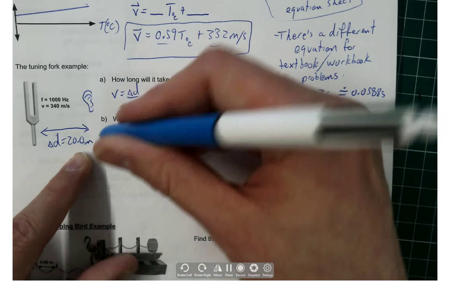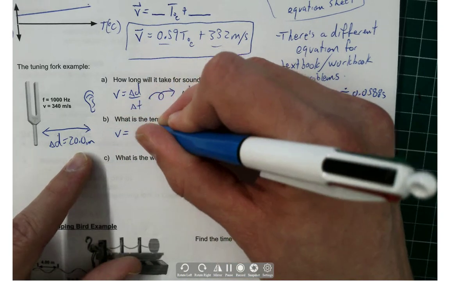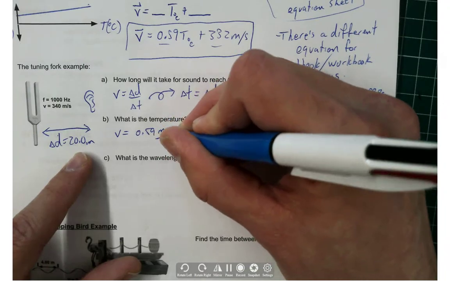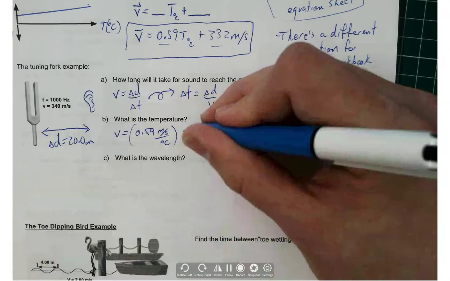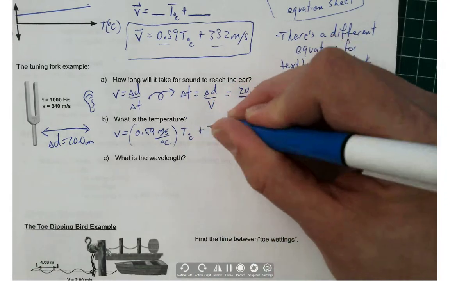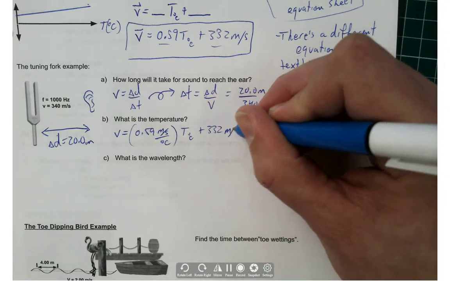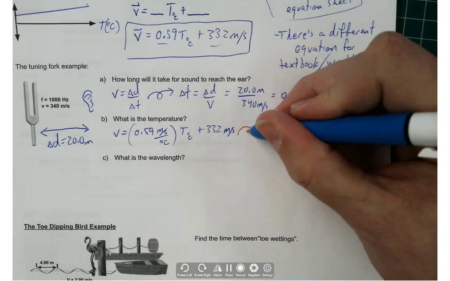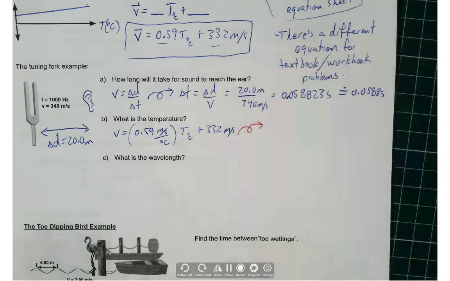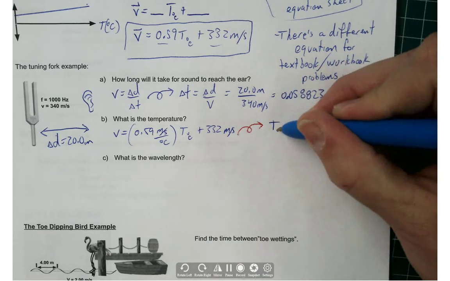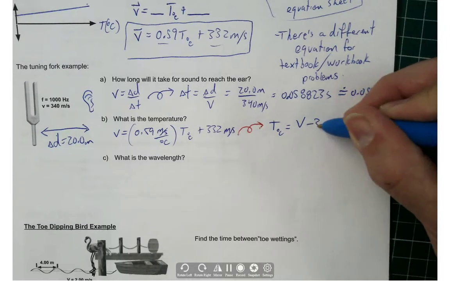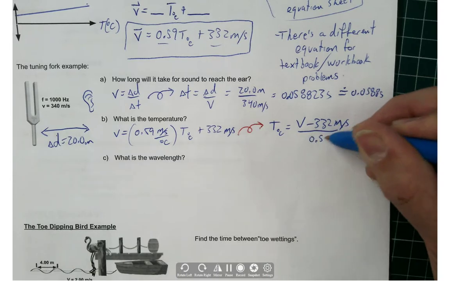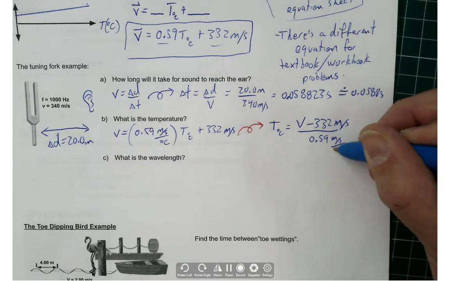What's the temperature though? Well, V is equal to 0.59, and actually the units on this coefficient are meters per second per degree Celsius. So the units are actually kind of ugly on that one. Times the temperature in degrees Celsius plus 332 meters per second. Again, I can do some algebra on this, and you can check this for yourself. Make sure you can do this. I'm just going to rearrange it all in one go. I would get temperature all by itself in degrees Celsius as being V minus 332 meters per second, all divided by that 0.59 meter per second per degree Celsius.